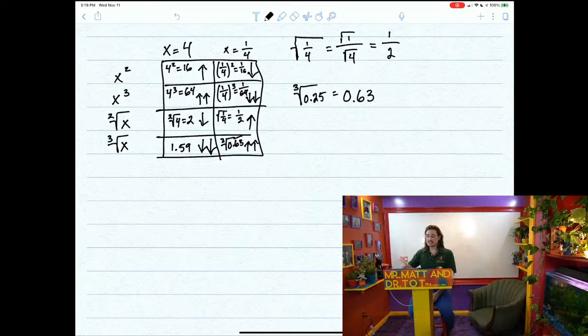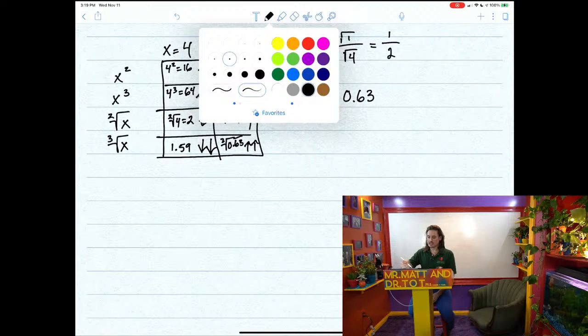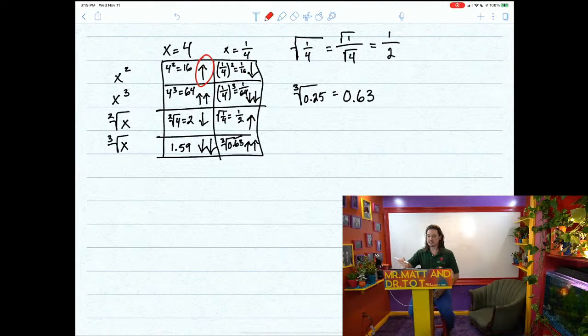But as you can see, the inverse relationship occurs. It increases marginally when the number is greater than 1, and when the number is in between 0 and 1, the opposite result is going to occur. It's going to decrease marginally. When it increases dramatically, then when the number is in between 0 and 1, the opposite is going to occur, and it's going to decrease dramatically, as seen when we compare x squared versus x cubed.